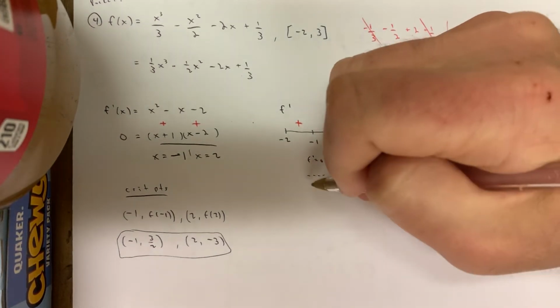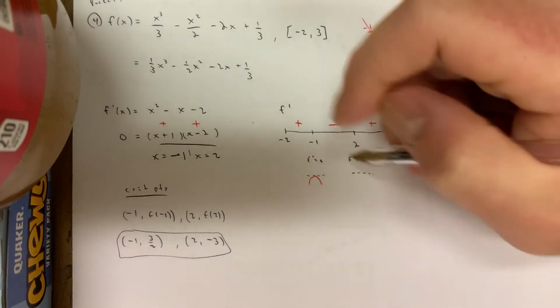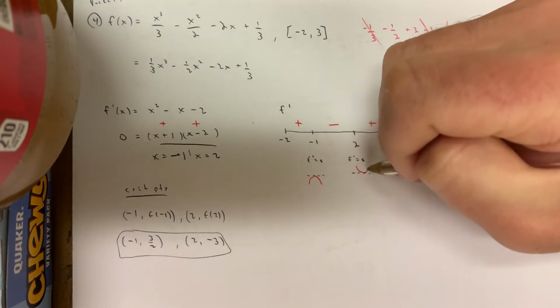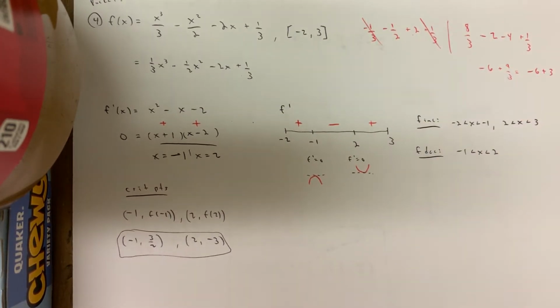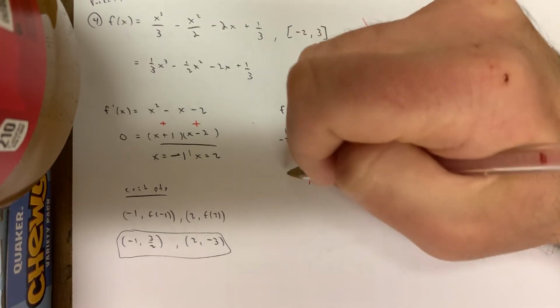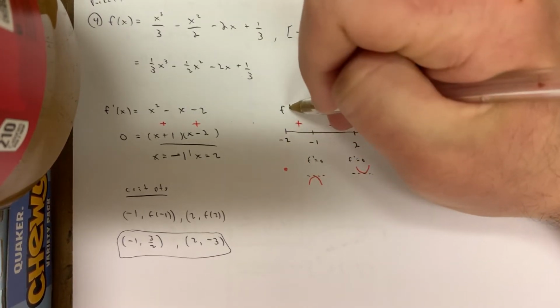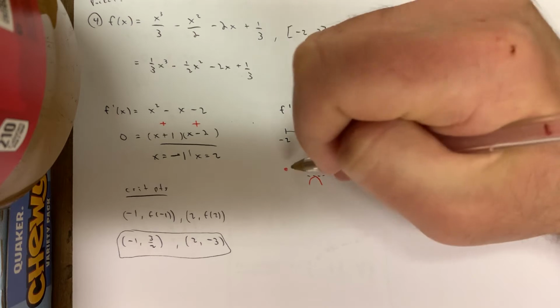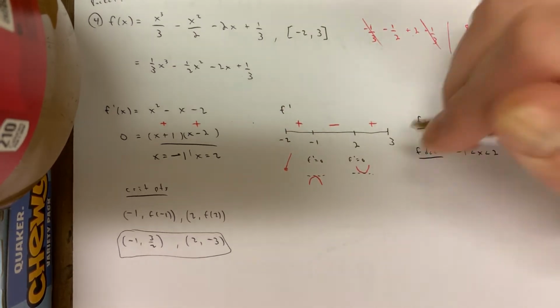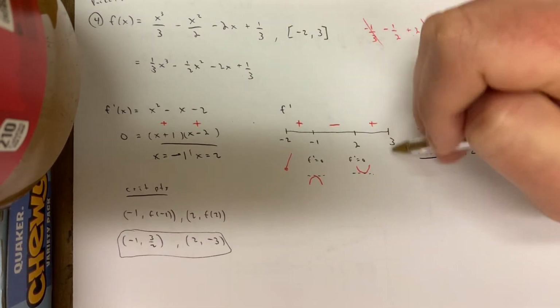Extrema: we see that we have a relative max at x equals negative 1, and a relative min at x equals 2. At negative 2, remember, the function's going to start and then immediately have a positive slope, so it's immediately going to increase. That's an endpoint min. Here, the function's going to be increasing.